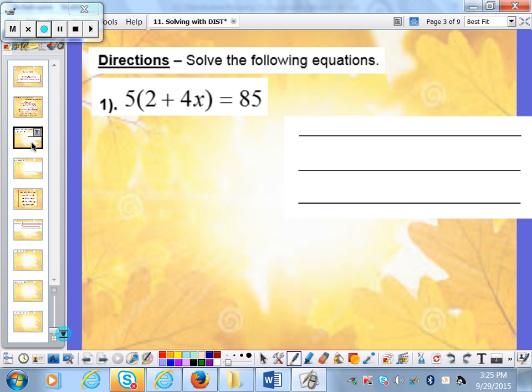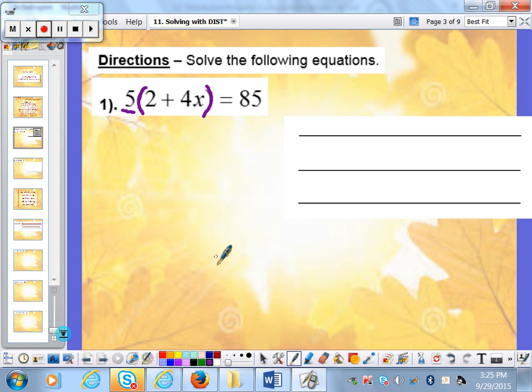So let's jump right into example 1. I will explain as we go on what those lines are for. So we need to solve. Notice this looks a little bit different than the ones that we have been doing in class. However, it should look familiar from a previous topic. There are parentheses here, and there is a 5 outside the parentheses.